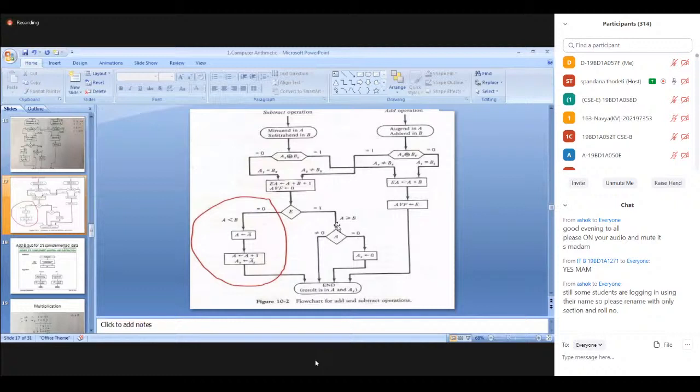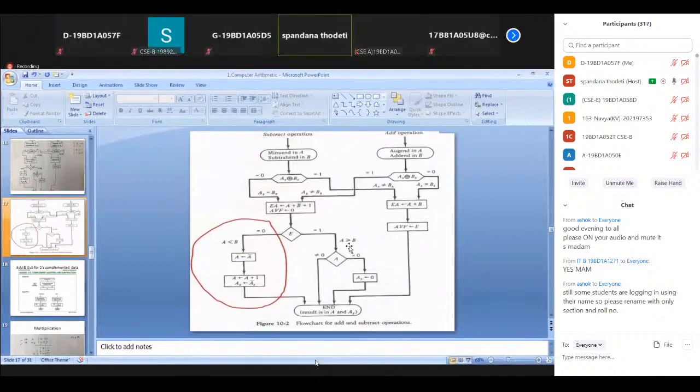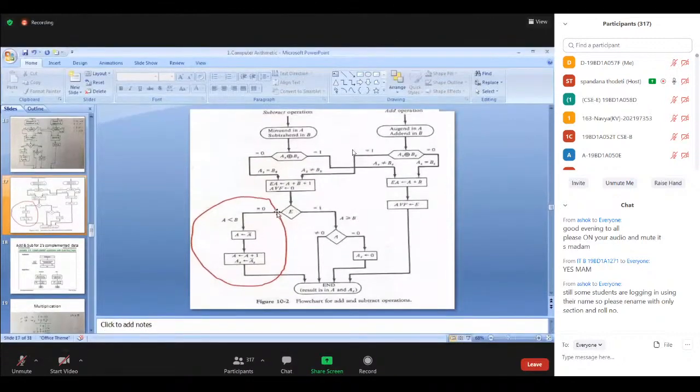Is it clear? Next, if A is not equal to 0, it means that A is greater than B. A is greater than B means you may get a positive value. So the positive or negative value, that value we are storing in AS. Next, if E equal to 1, either A will be greater than B or A is equal to B. Now, if E equal to 0, then A is less than B.